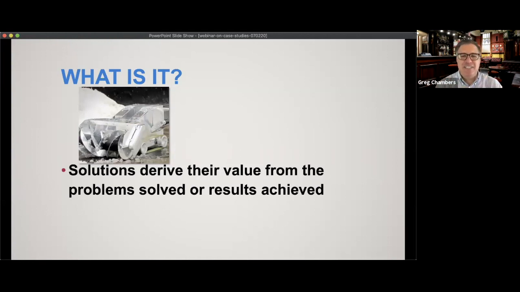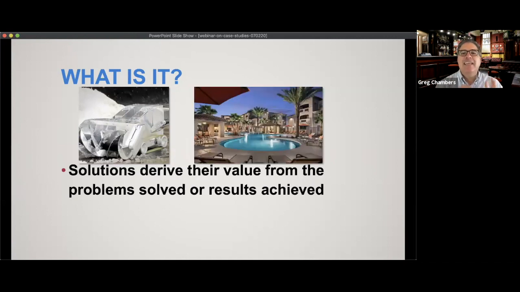So say I convince you of that. The problem is that I live in Arizona, in an apartment. So not only do I not care about clearing the walkway, I don't even have one. So your solution, no matter how great it is, since it doesn't fix a problem that I have or give me some result that I'm going after, doesn't inherently hold value.